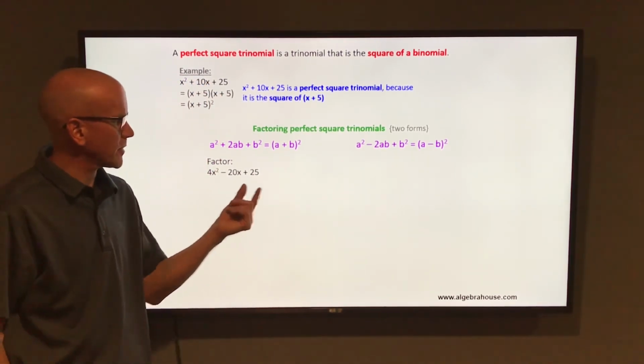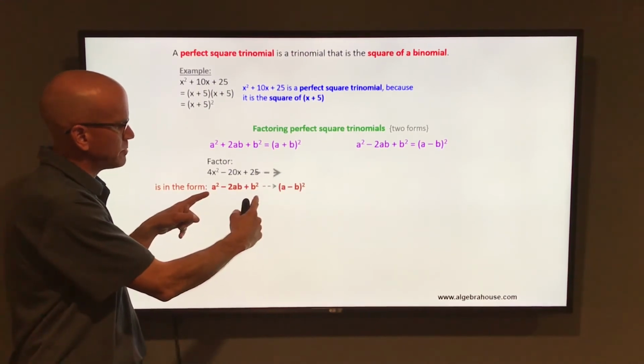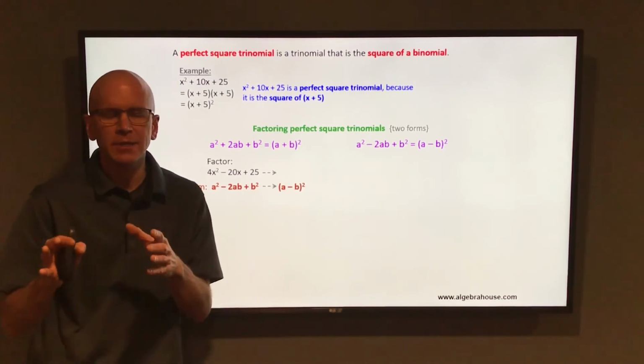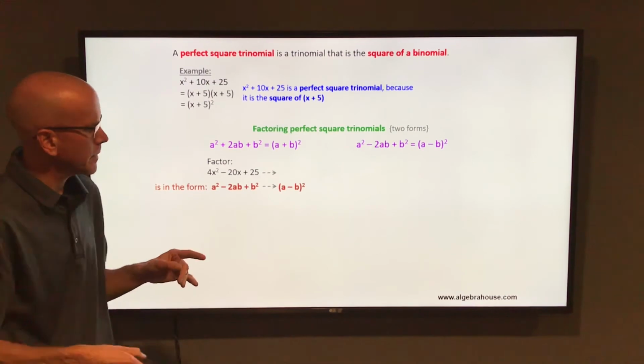So it is a perfect square trinomial. Once again, it's in the form of a squared minus 2ab plus b squared. This will factor into a minus b squared. Recognizing it's a perfect square trinomial is the hard part. Factoring it, that's the easy part.